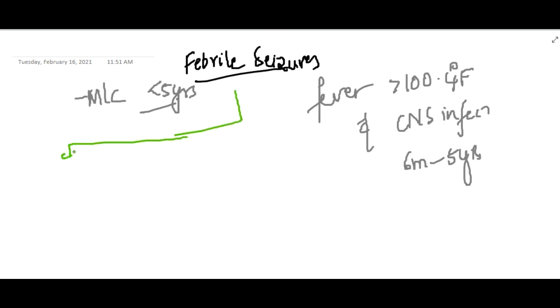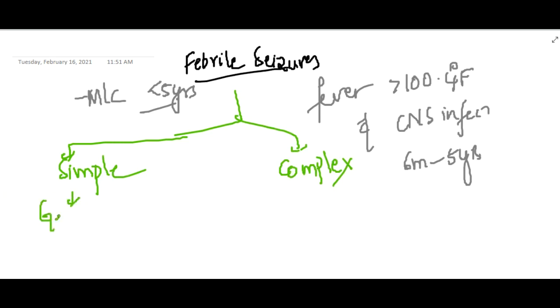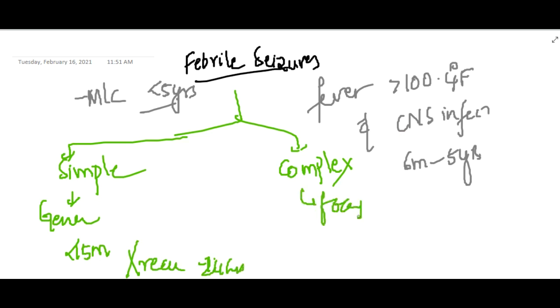One, we have simple febrile seizures. Second, we have complex febrile seizures. Simple febrile seizures are generalized seizures which last for less than 15 minutes, and there is no recurrence in 24 hours. Complex seizures are mainly focal seizures which last for more than 15 minutes, and recurrences are common in complex seizures.